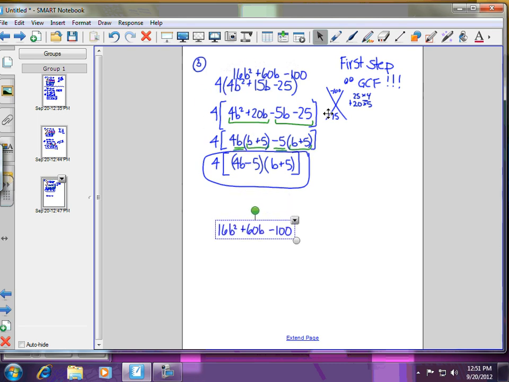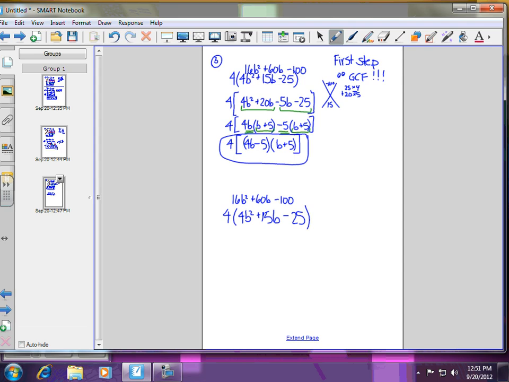All right, so here we are going to try that trick with the slip and slide. However, you don't want to do slip and slide till you've done your GCF. So I'm going to take out my 4 again, and I got 4b squared plus 15b minus 25. Okay? Now I'm just going to worry about that 4b squared. And if I use that 4b squared, I have to multiply by 4, and not what's outside. I'm just going to leave that, okay? So I get b squared plus 15b minus 100.